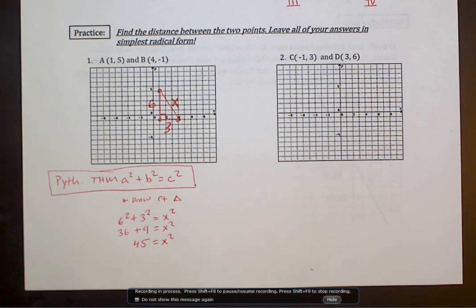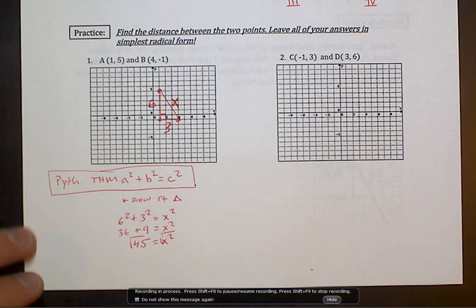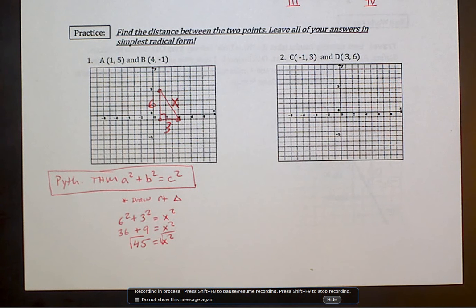Now you may remember from your Algebra 1 days, how do you solve for x squared? What's the opposite operation of something squared? You square root both sides. Okay. Now if you look at the directions right here, it says leave your answer in simplest radical form. This is difficult for a lot of geometry students because they forget how to break down this 45. Some of you may have learned making factor trees, and some of you may have been taught to find the largest perfect square that can go into 45.